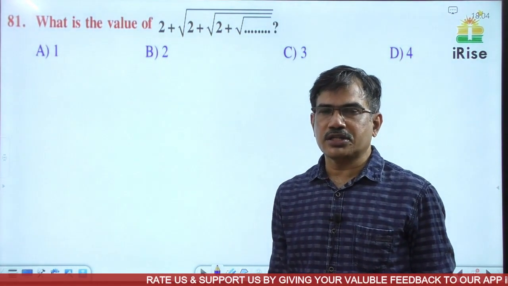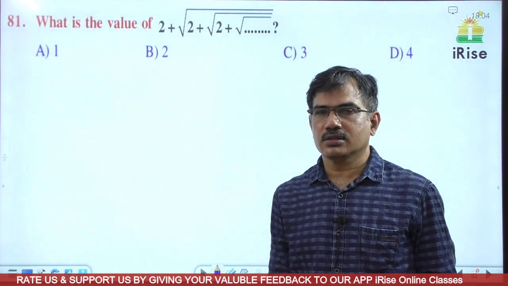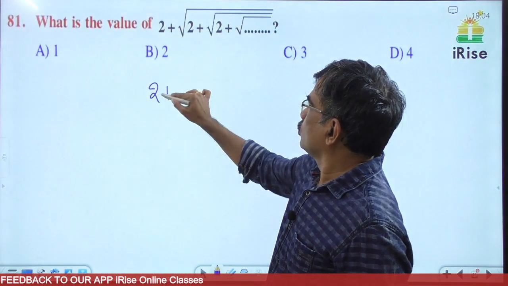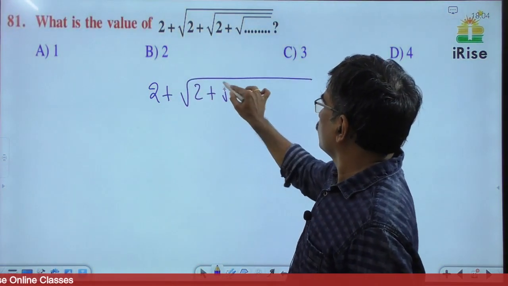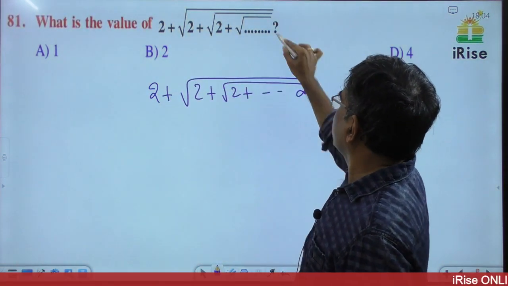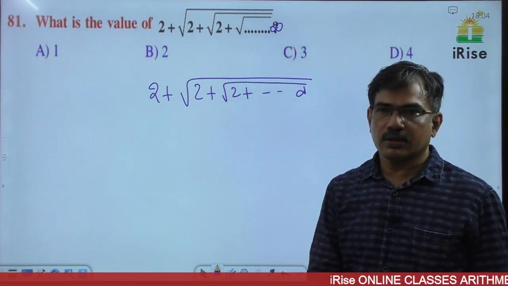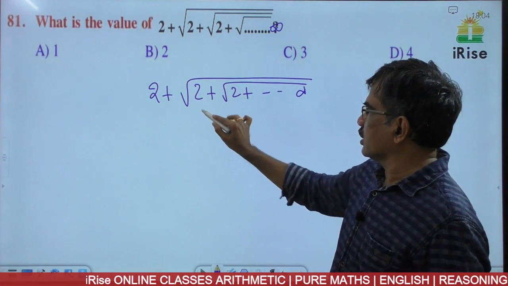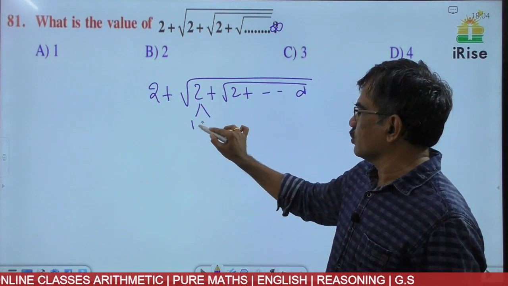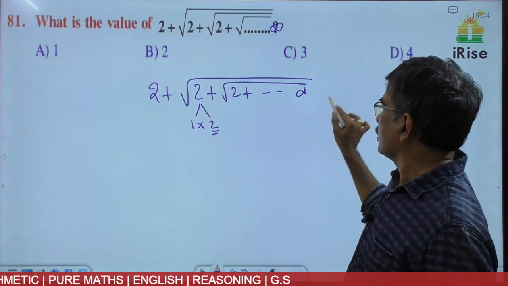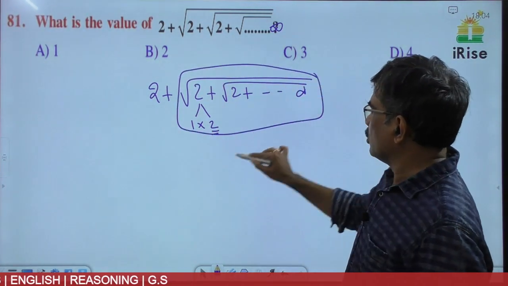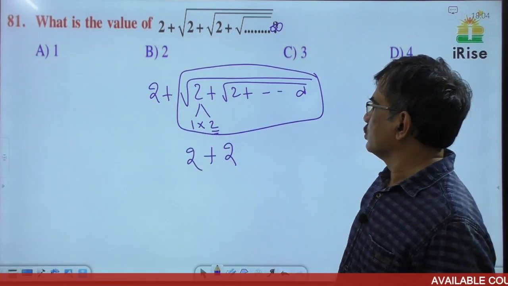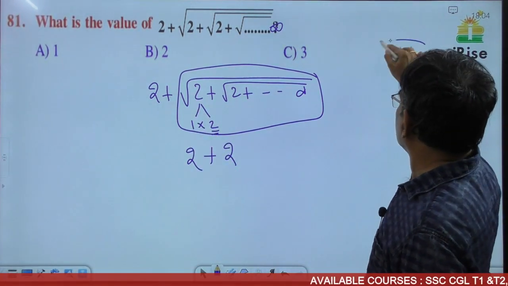Indices search continuation. See the next question. What is the value of 2 plus root of 2 plus root of 2 plus root of 2 plus and so on up to infinity? If continuous roots are given, and the expression can be written as a product of two consecutive integers, then the bigger one is the answer. So for this, the value is 2. Plus already this is 2. So what is the answer? 2 plus 2, which is equal to 4.